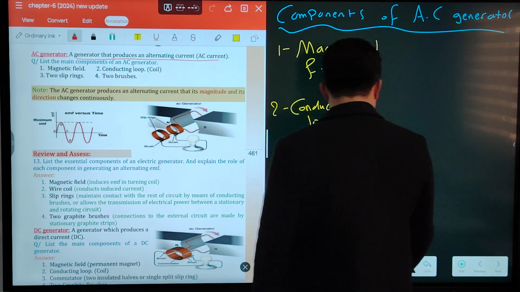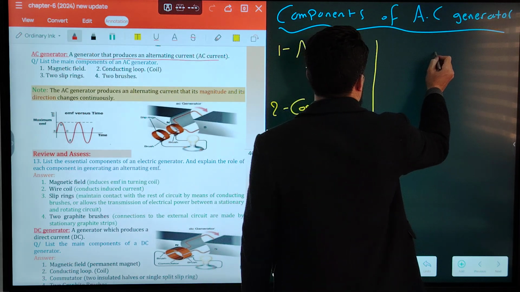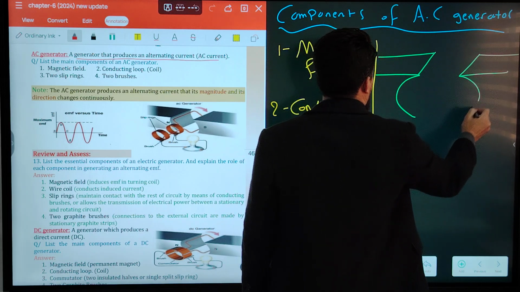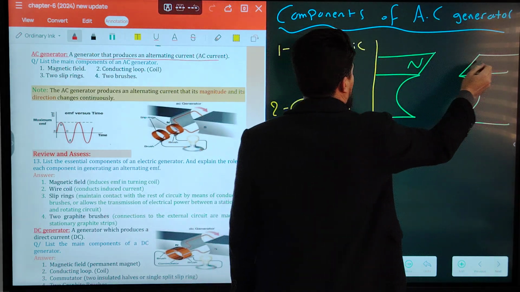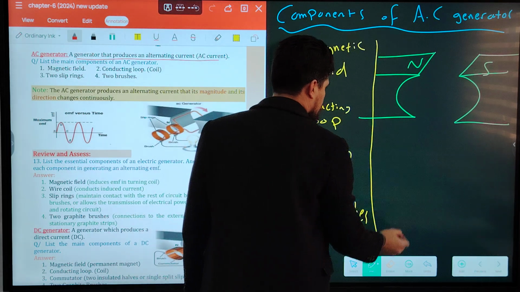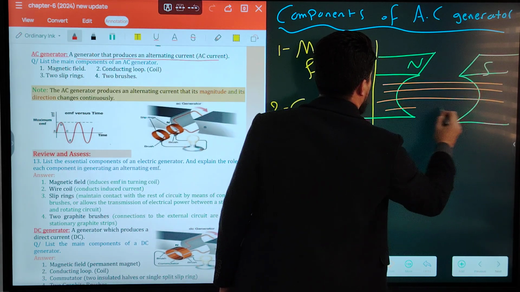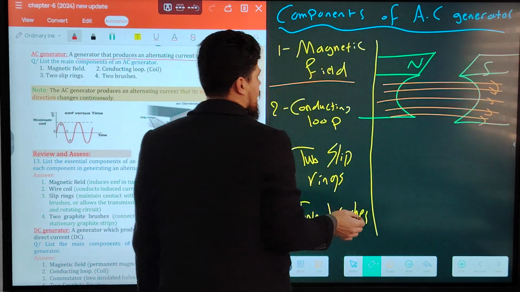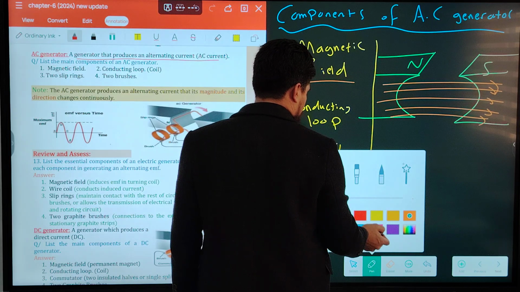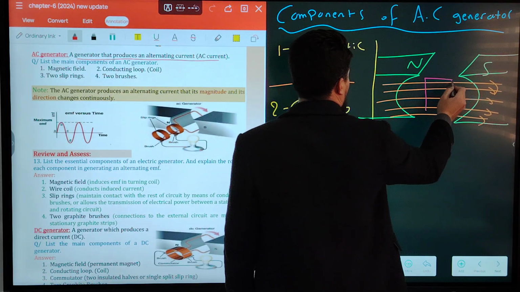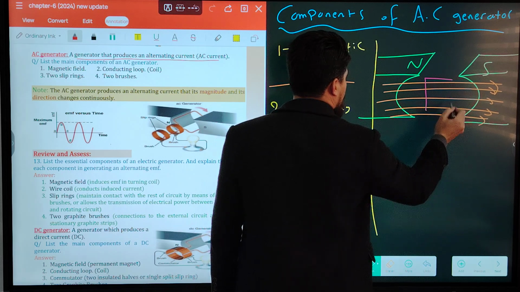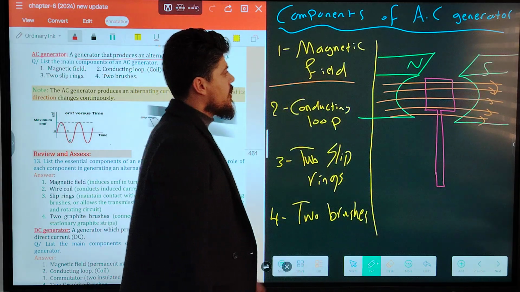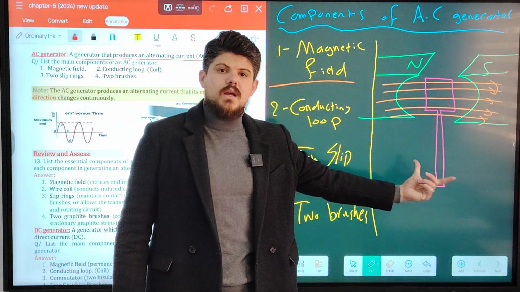Now I'm going to draw a figure of an AC generator. We have a magnetic field, a permanent magnetic field, north and south. The magnetic field usually goes from north to south. And we have a conducting loop placed in this magnetic field.